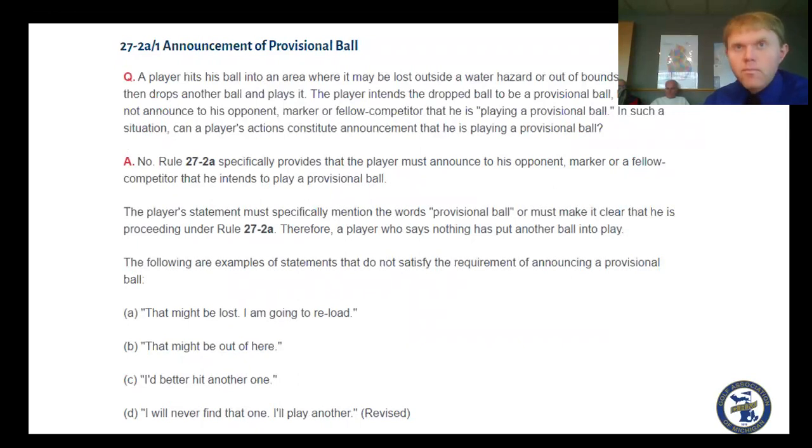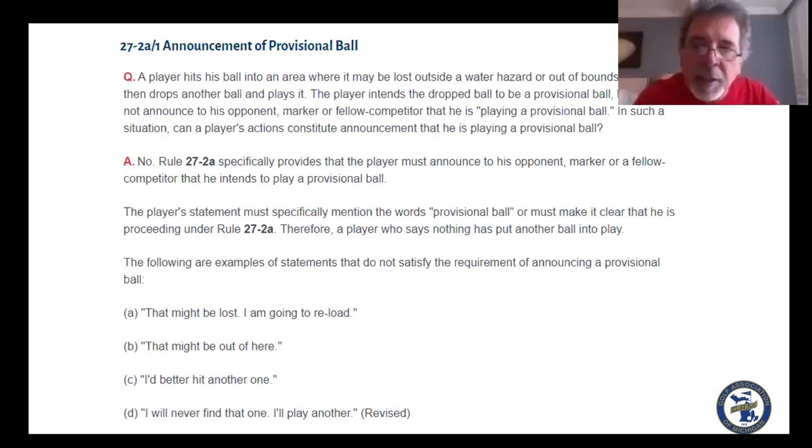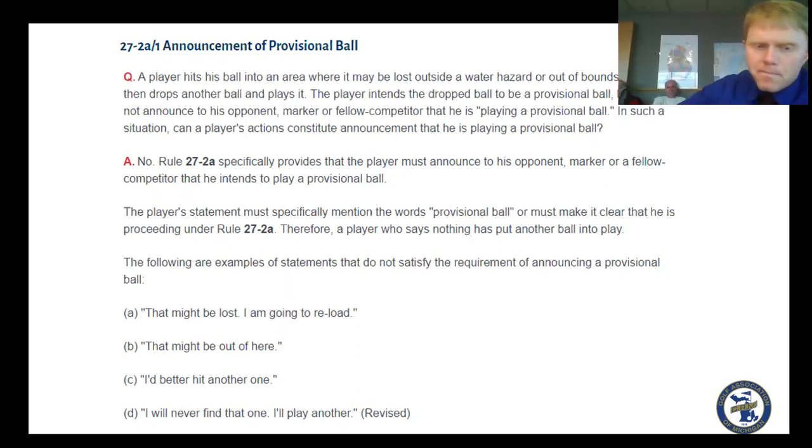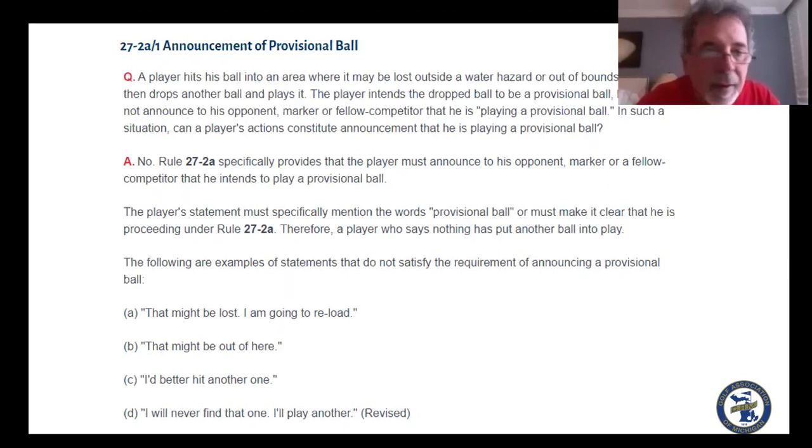Well, they do imply it, but it isn't stating it. They're not allowed to play a provisional ball unless it's properly disclosed, exactly under the rules, right? So, hey, Kyle, can I ask a question? Sure. So in that case, if somebody just says, I'm going to reload, that automatically becomes a stroke and distance issue there? Exactly. Yep. Got it. Thank you. Very good.